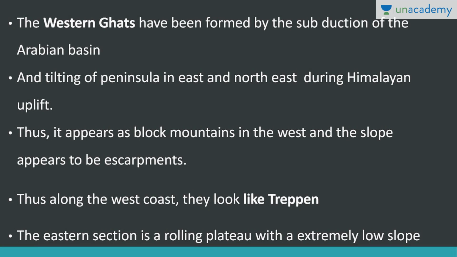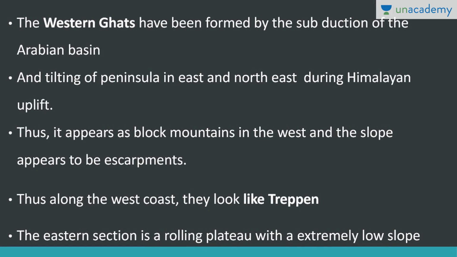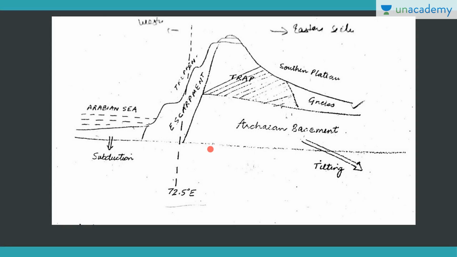Now, how have these Western Ghats been formed? You should understand one thing, that Western Ghats have been formed by subduction of the Arabian Sea basin and the tilting of the peninsula in the east and northeastern direction during the Himalayan upliftment.